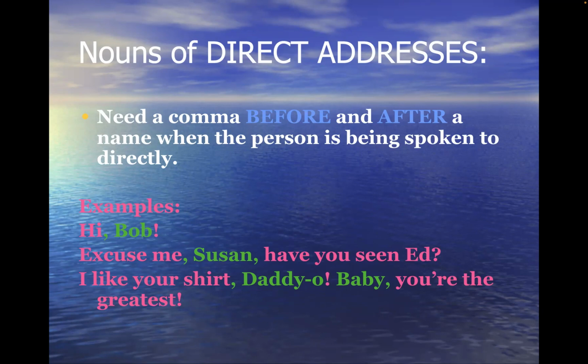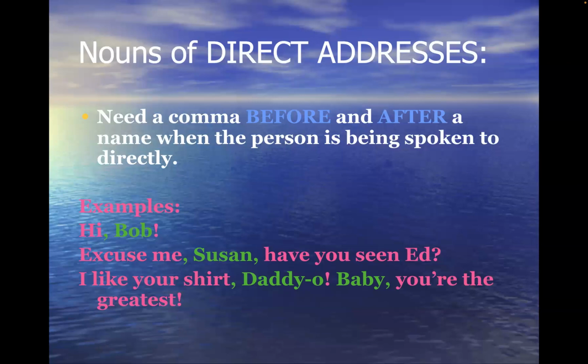So a noun, again, is a person in this case, or a thing, okay? Because it could be a pet or something. So anytime you're directly speaking to somebody, you need to have a comma before and after. So look at your examples down there. Hi, comma, Bob. Excuse me, comma, Susan, comma, have you seen Ed? Okay, you're talking to Bob in the first one. You're talking directly to Susan in the second one. I like your shirt, comma, Daddy-o. Okay, in that case, you're talking to Daddy-o. And baby, comma, you're the greatest.